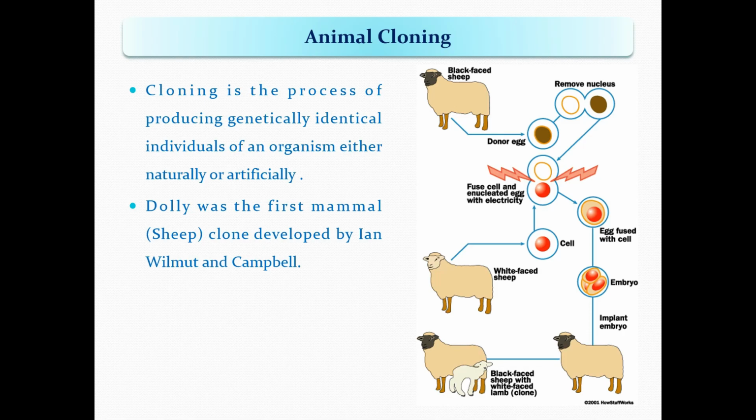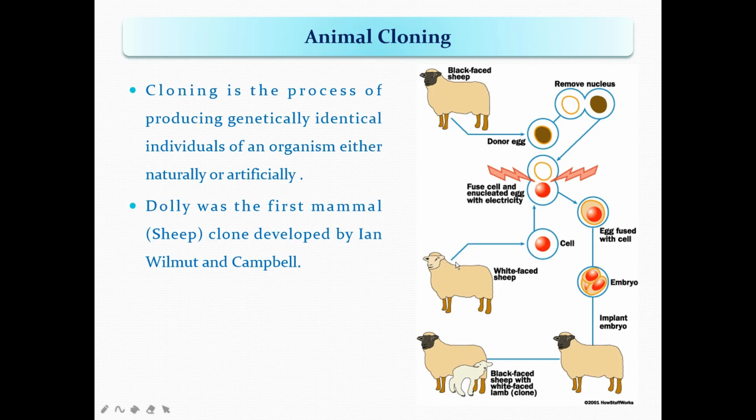For this, they first isolated the mammary gland udder cell from a donor sheep which had a black face. This was subjected to starvation for 5 days, by which it entered a dormant stage. It will not enter into the normal growth cycle after starvation, and it becomes totipotent.